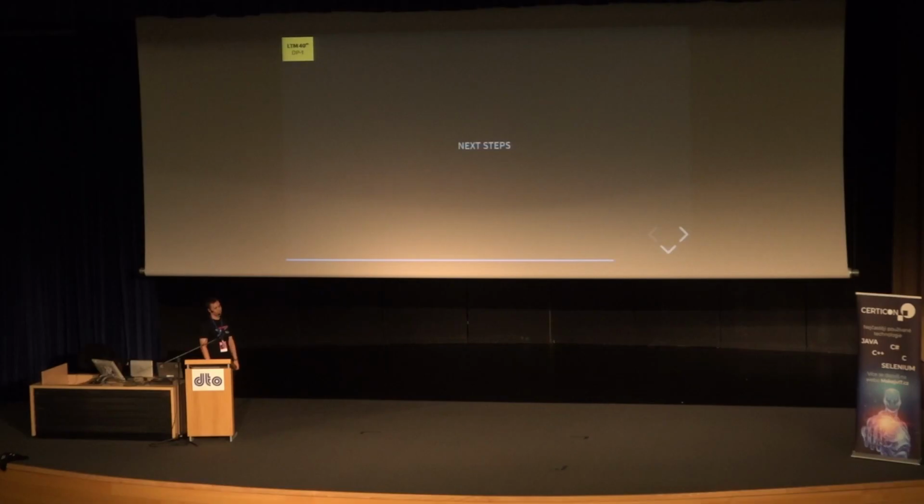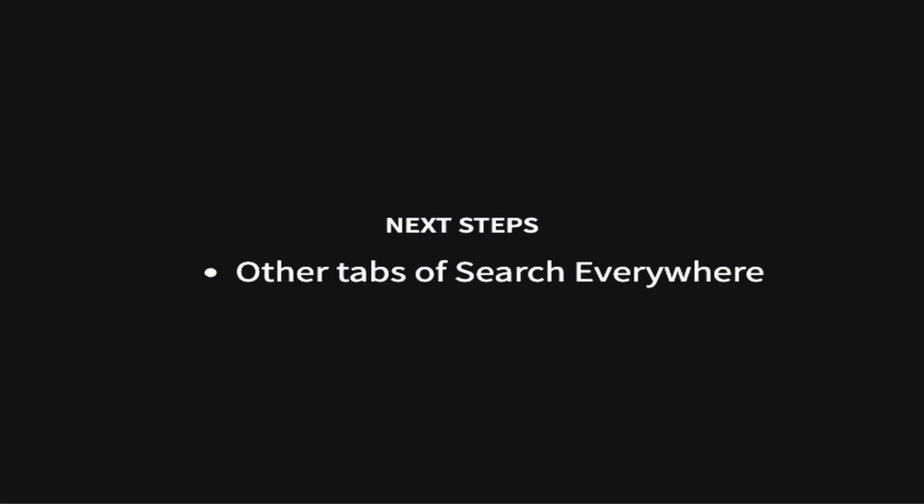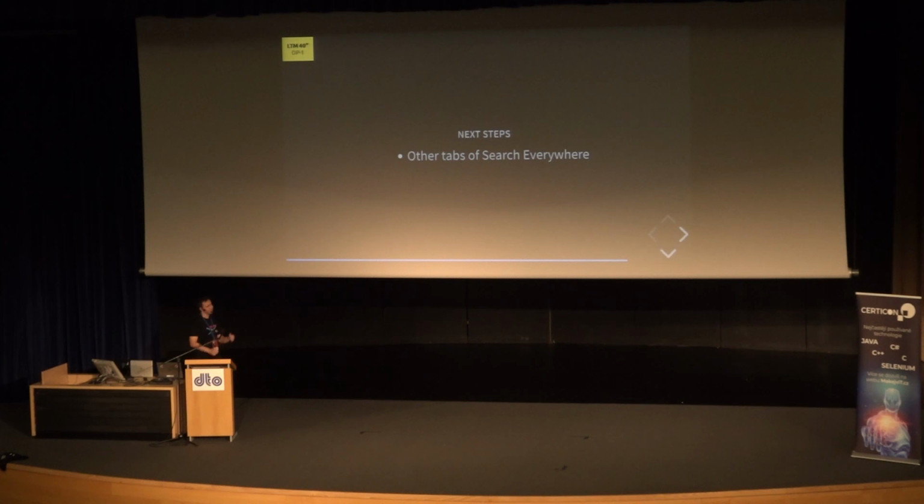Now, what about next steps? So we already have the machine learning in the file step. It seems to be working great. But where do we take this further? So what we have is actually other types of Search Everywhere. Actually, 75% of Search Everywhere users use the All tab. So that's one that needs to be focused on, although the problem is that the All tab mixes everything. So it's a nice challenge for us as well to make it better.